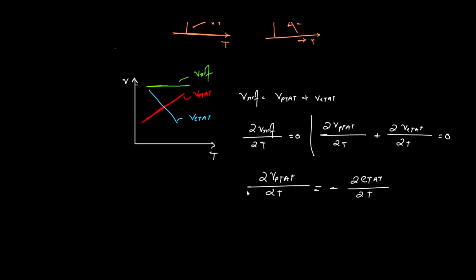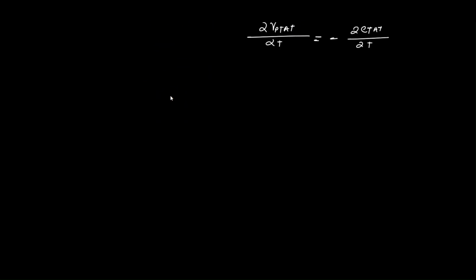So that means if we have a slope of PTAT, we need the same slope with opposite direction. If we have a slope of the PTAT which is 1 millivolt per Kelvin, we need an opposite slope of 1 millivolt per Kelvin to get a constant reference voltage. How can we generate these kinds of PTAT and CTAT voltage?